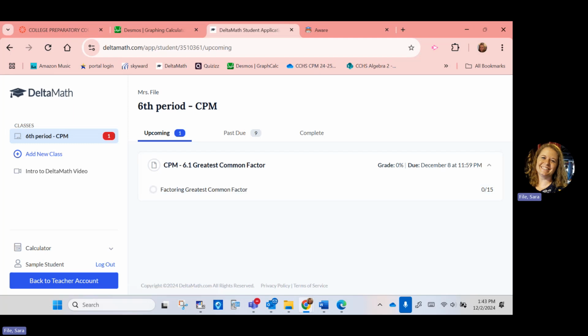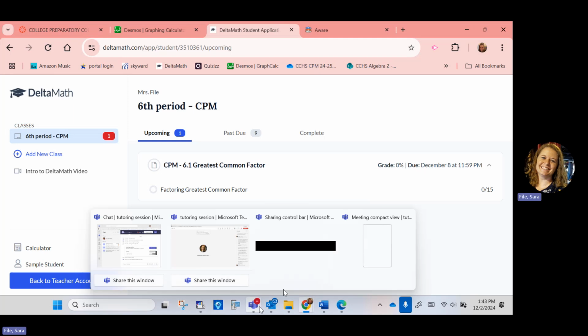Okay, but no worksheets. We're not going to do worksheets this unit. Just log into your Delta Math. You can use your Cat Tracks time. You can work outside of class. Okay, get your practice done.